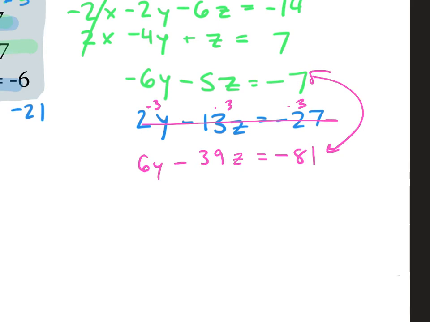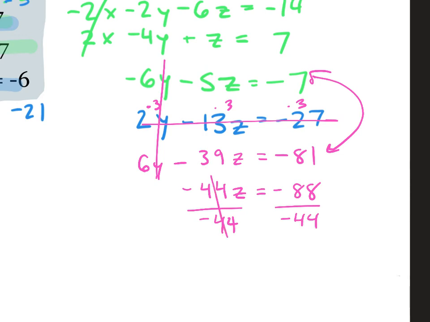Negative 81. So we're combining these two together now. What happens to the y's? Cancel. What is negative 5z minus 39z? Negative 44z. And that's equal to negative 88. Solve for z. Divide by negative 44. So what's z equal to? 2.